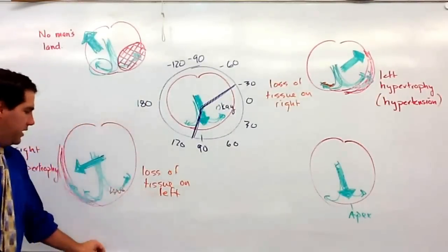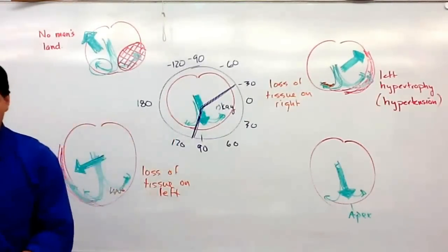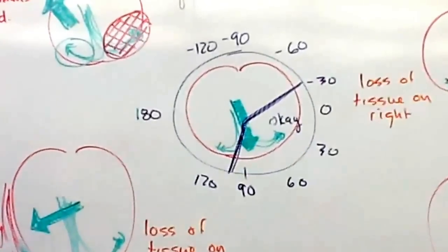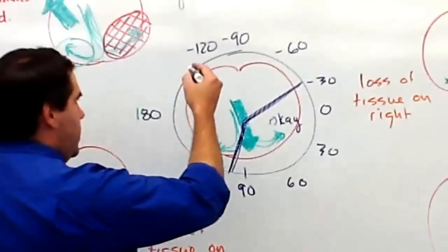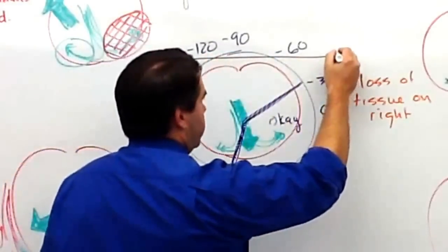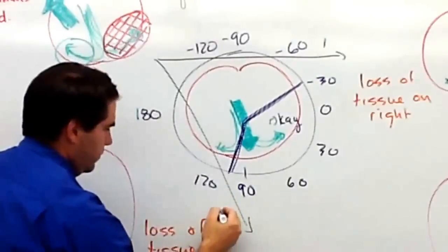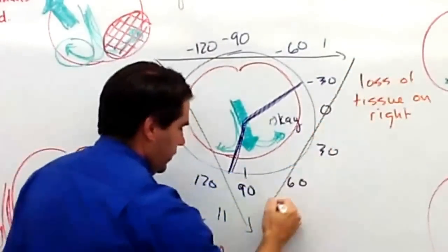Going back to what we just covered, I don't expect you to be able to pull your QRS axis right off of yours, but it is pretty easy to get an idea of where the axis is if you just remember that you have 3 leads. This is lead 1, this is lead 2, and this is lead 3.